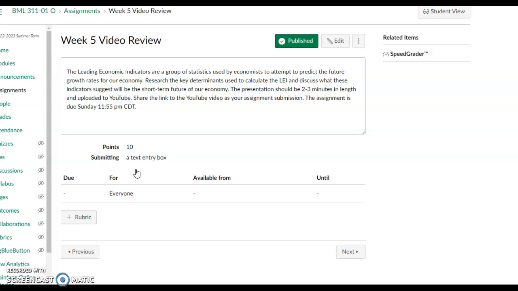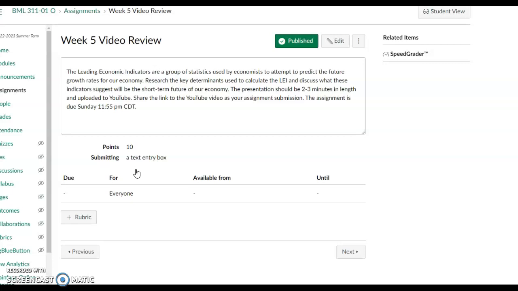So take the view of an economist, take the perspective of an economist, and what you want to do is research the key determinants that are connected to the leading economic indicators. And have a discussion. Talk about if these indicators will be the short-term future of our economy. So base this on the U.S. economy, and I think I need to rephrase and reiterate that, okay?